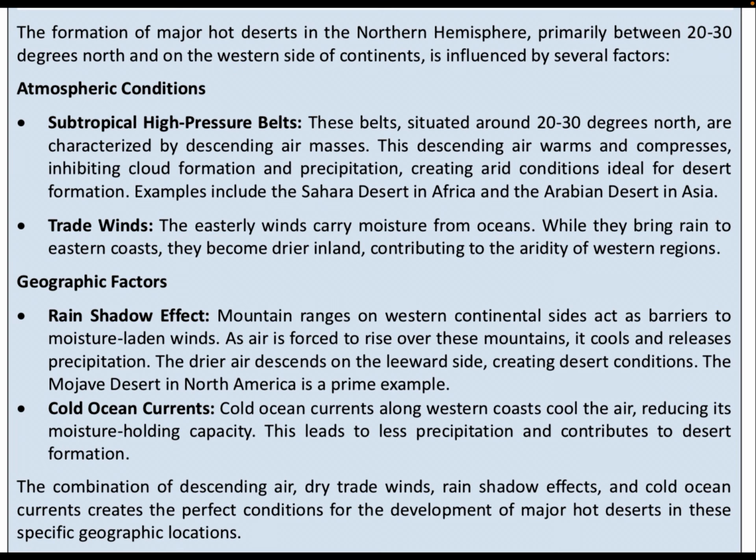The second is trade winds. Means the easterly trade winds carry the moisture from ocean, but while they carry that moisture from the ocean, it travels through the eastern part of continent, and it will bring the rain to eastern coast. They bring the rain to eastern coast, but they become drier at inland and contribute to the aridity of western region.